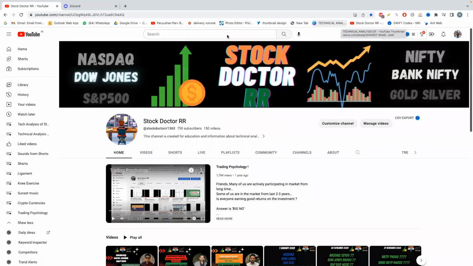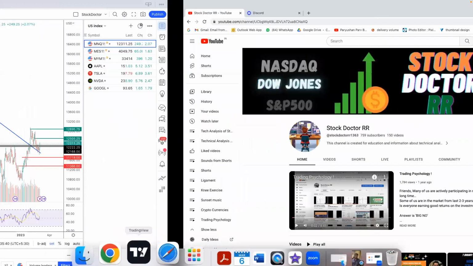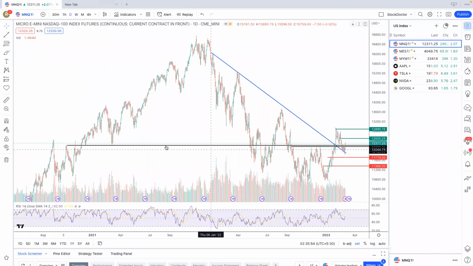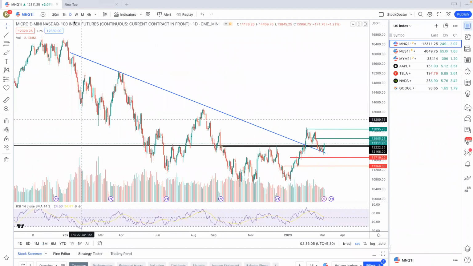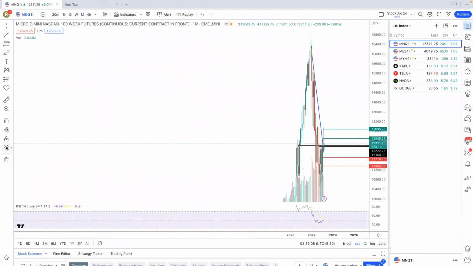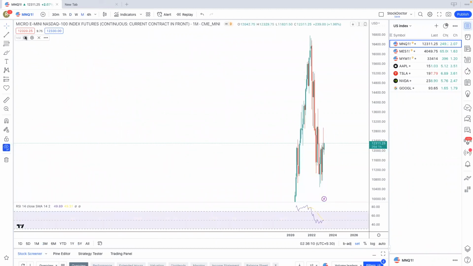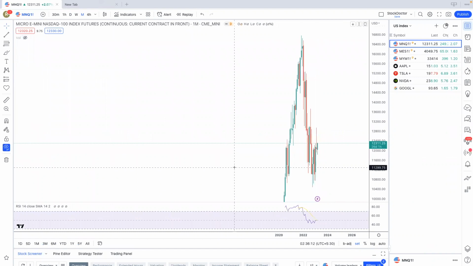So let's go ahead and open TradingView. We will first analyze Nasdaq 100. This is current contract. This is Nasdaq 100 futures. Now let's go ahead and do the monthly analysis first. We'll hide the drawings and volume, and we will adjust the chart first.